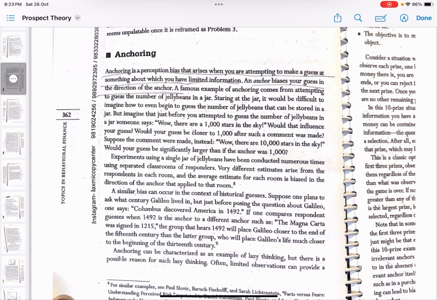So your environment is something which really affects you, and whatever anchor you put, usually your guess is going to be in the direction of the anchor. What is an anchor? Anchor is the limited information which you have.